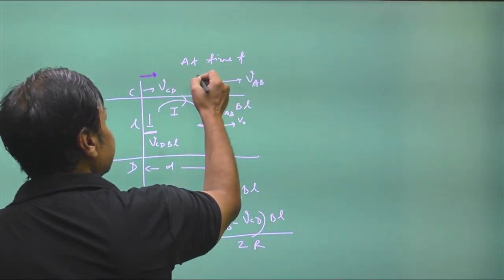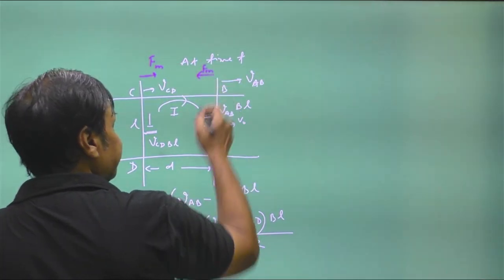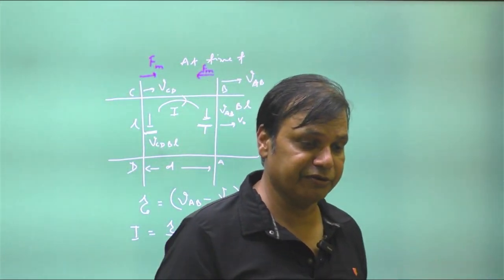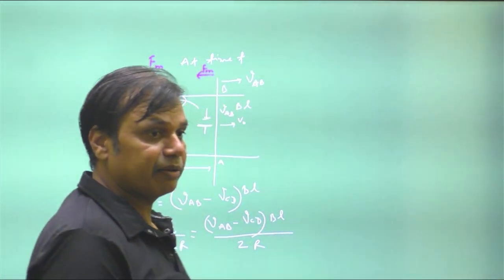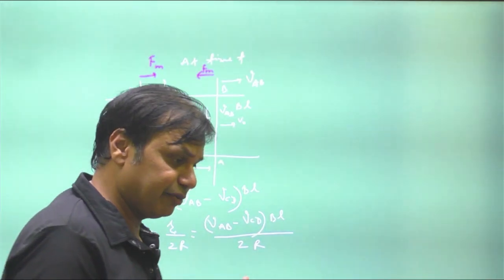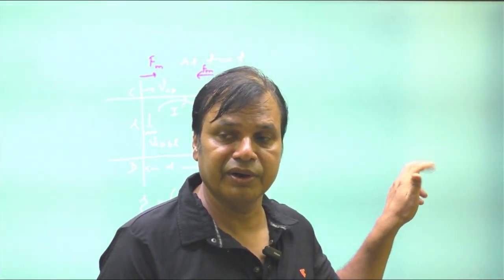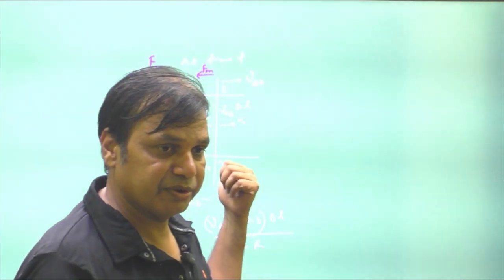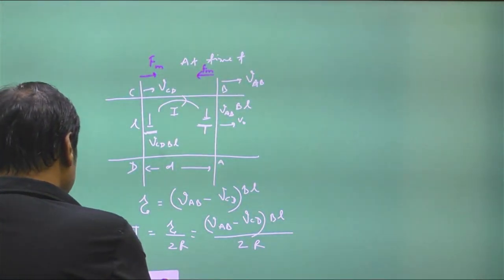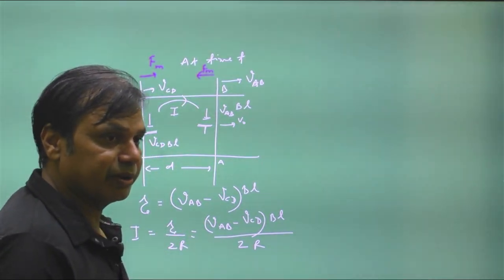They are experiencing two magnetic forces, and the magnetic forces will have the same magnitude because I is the same, B is the same, and L is the same. But this one in front is decelerating, and this one is accelerating. I have no option except to write Newton's second law of motion for them.